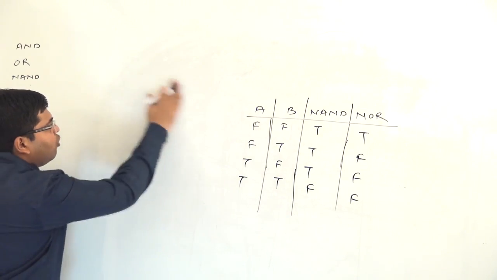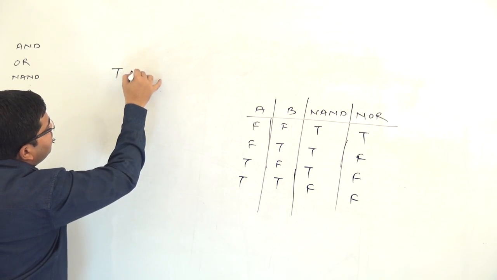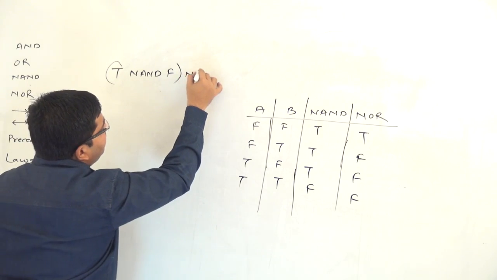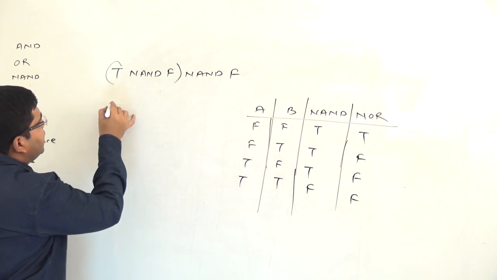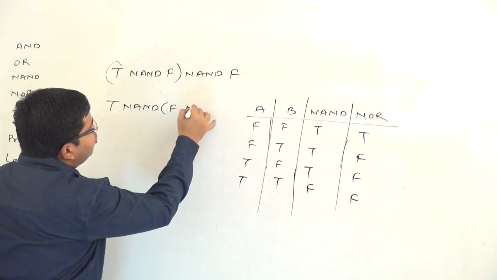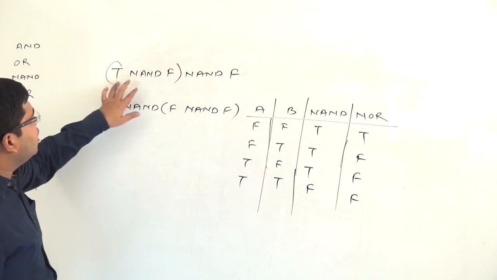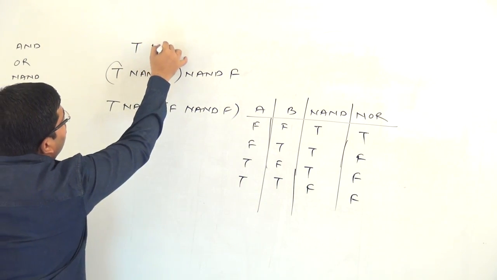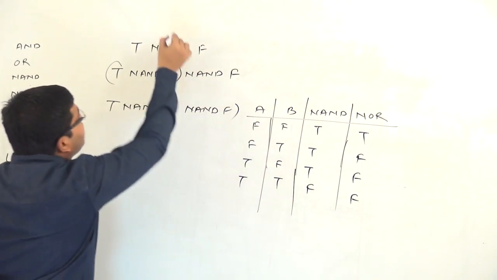Let us see what we are going to do. True NAND, false NAND, false, and then we will check true NAND, false NAND, false. Let us see what is going to happen. Here true NAND false, true NAND false, the result will be true, NAND false, and true NAND false, again the result will be true.